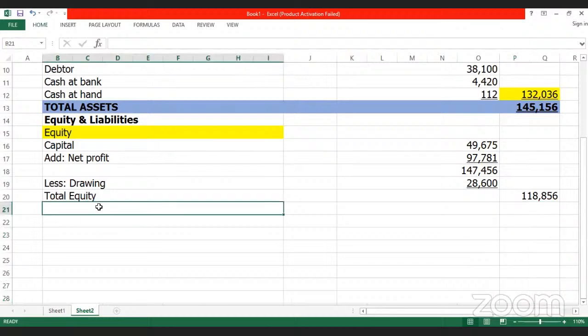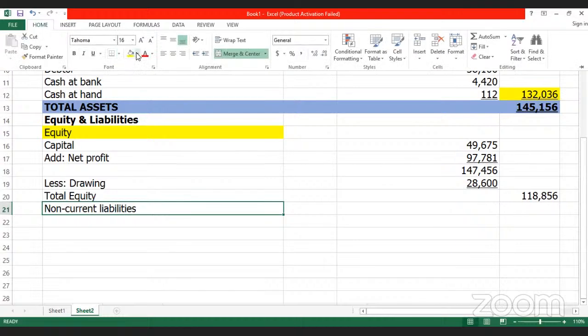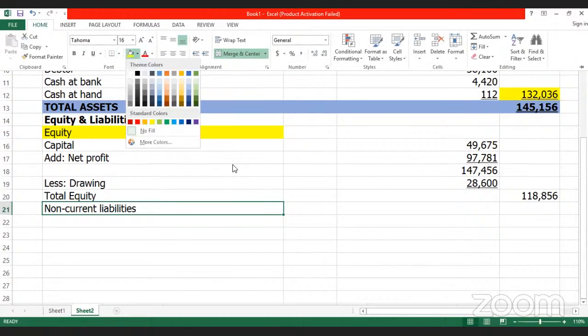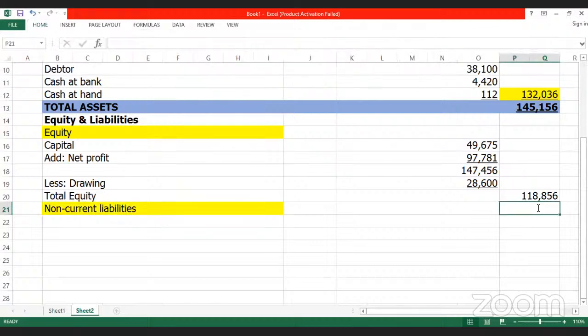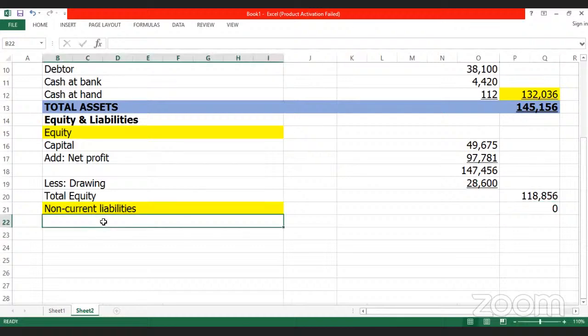You include them. So non-current liabilities. We don't have any, so I'll just put a 0. If we had them, then we can list them down there, but you see we don't have any of them. So I'll move straight to the current liabilities.